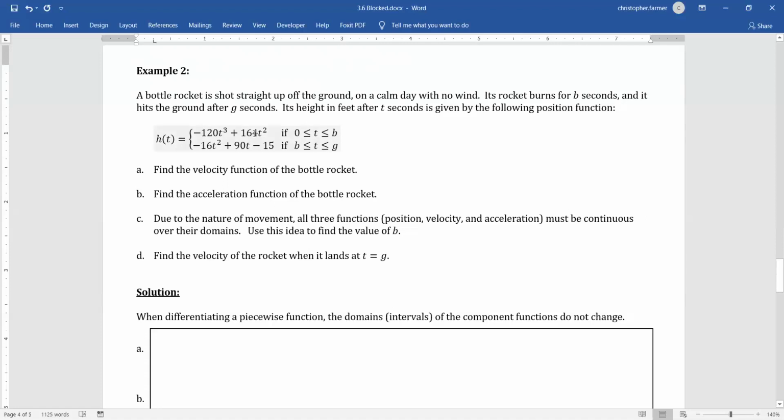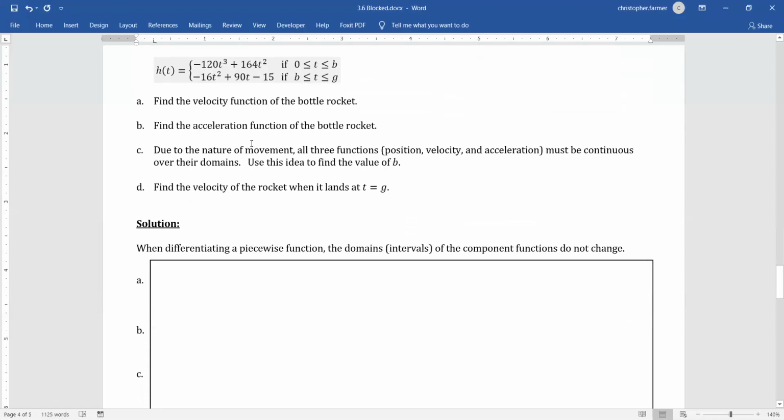This is where the rocket has fuel and it's going upwards. At this moment, where it runs out of fuel, it's going to go upwards a little bit more because of momentum, but there's no more rocket fuel. And so we have a completely different set of equations to describe what's going on with that. Okay, so that's why we have a piecewise function.